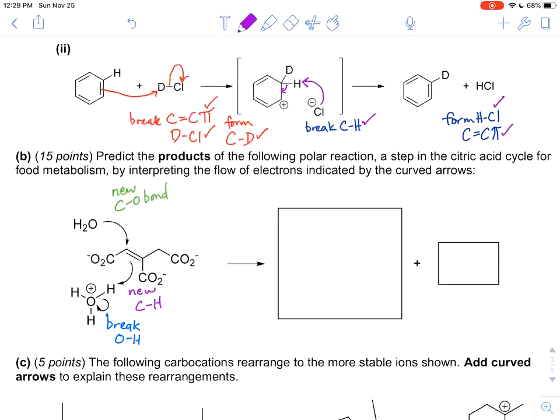I realized I forgot to mention another thing about this purple arrow. Because we're starting at the pi bond, that means we're going to be breaking that carbon-carbon pi bond. So that should be our tally of things to do.